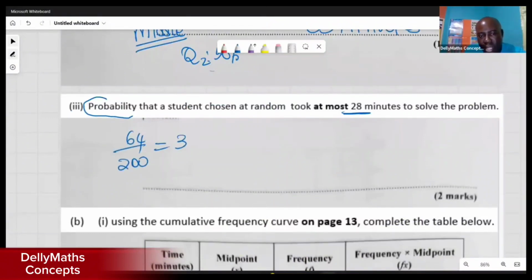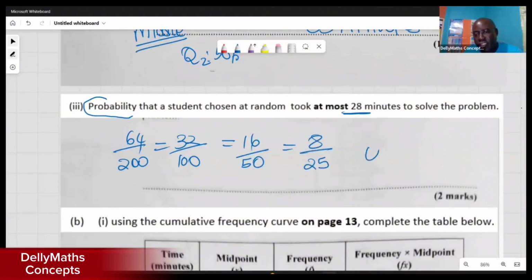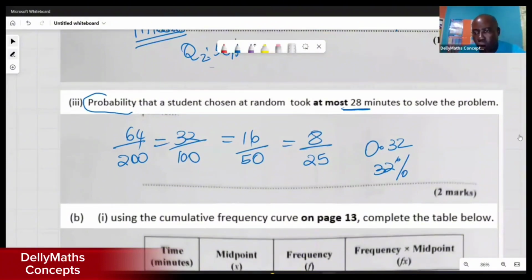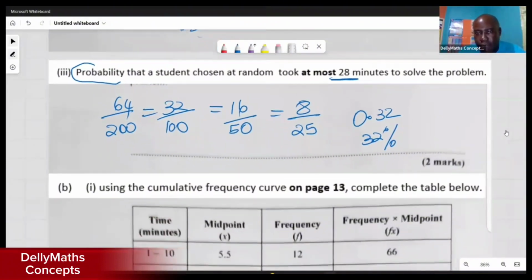Somebody else might cancel this down and say 32 over 100. Another person might say this is actually 16 over 50. Another person might say this is 8 over 25. All of those are correct, including 0.32 or 32%. Any one of those that you had given as your answer would be appropriate and would be okay. Any one of those six answers would be fine.